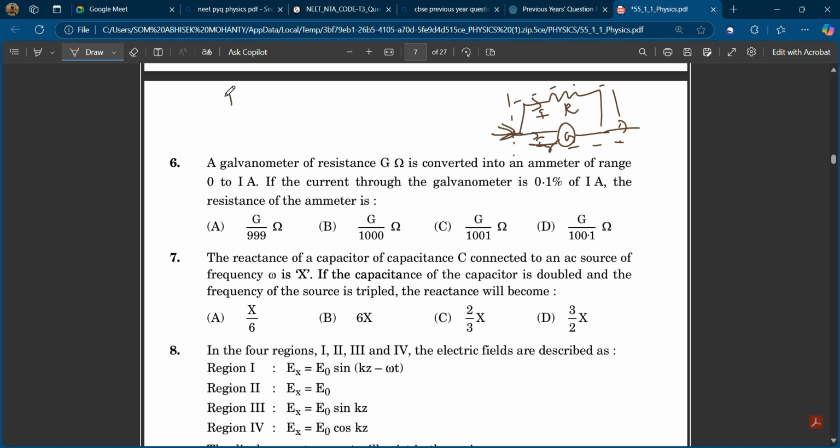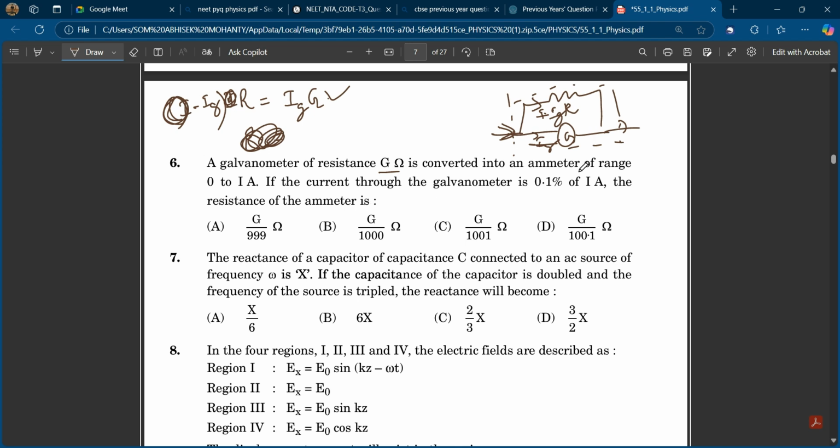Okay. So (I minus Ig) R is equal to Ig into G. Correct. So the resistance R is equal to IgG over (I minus Ig). G ohm is fixed. R is not given, no? Current is 0 to I. So current is I actually. Yeah, I mean Ig.